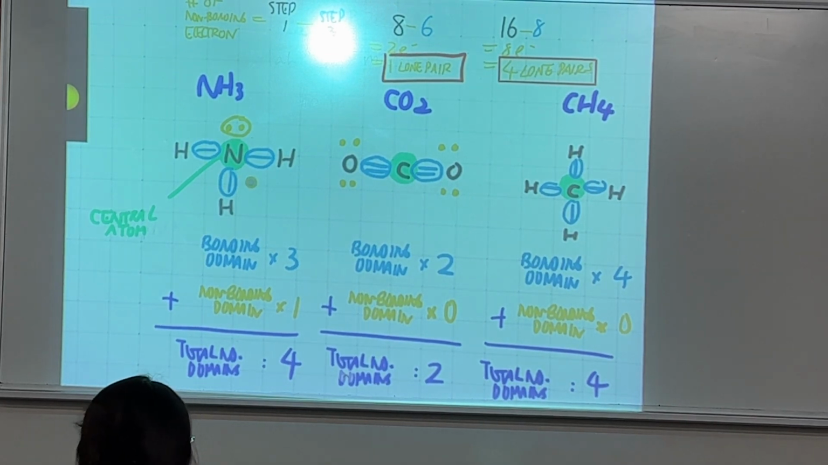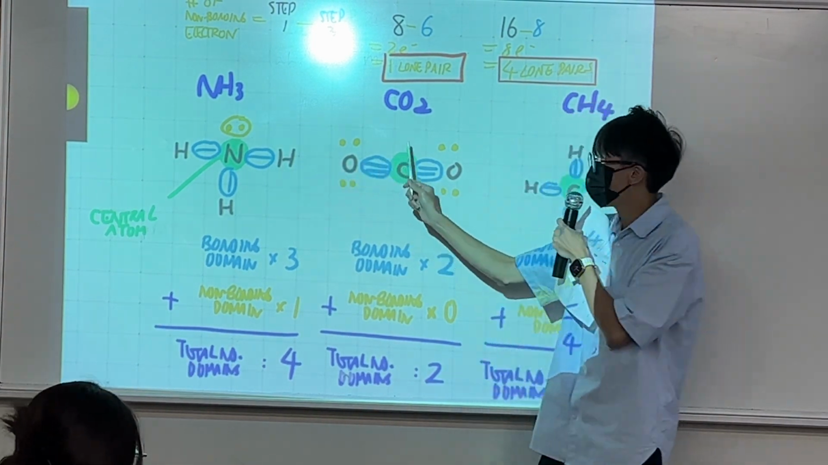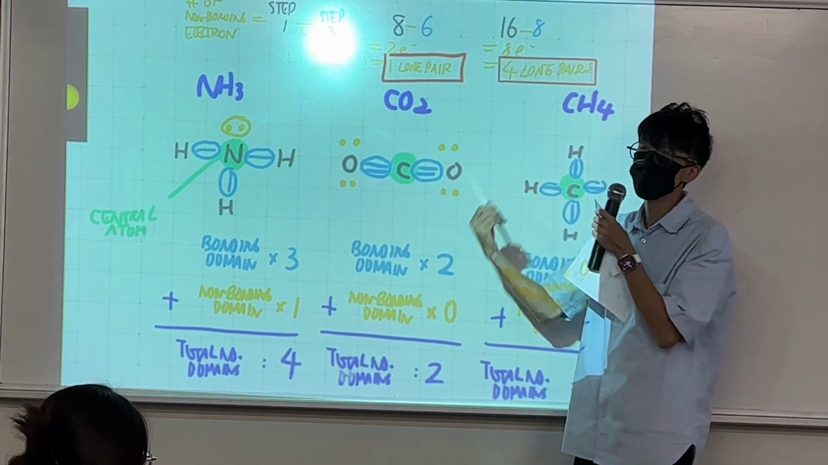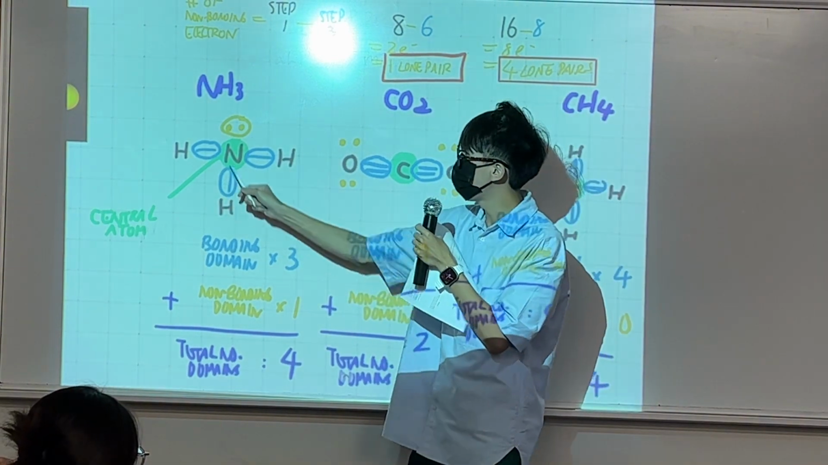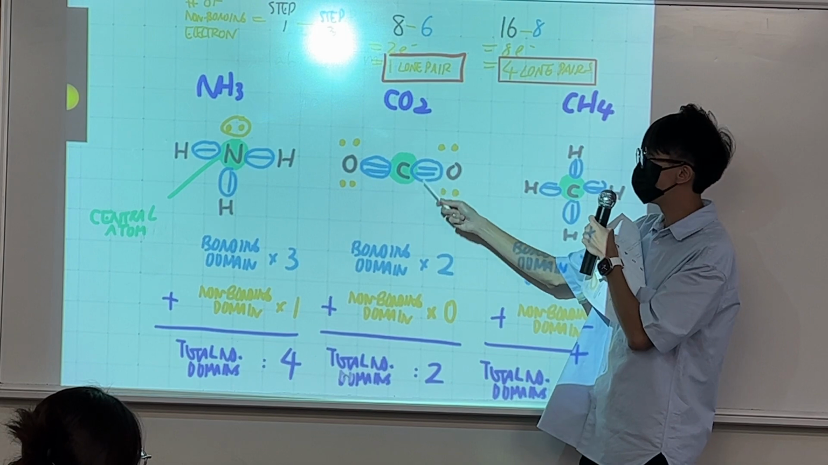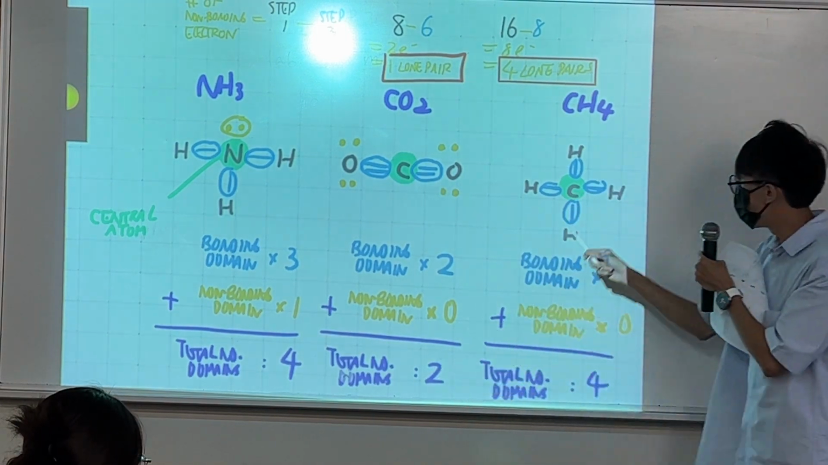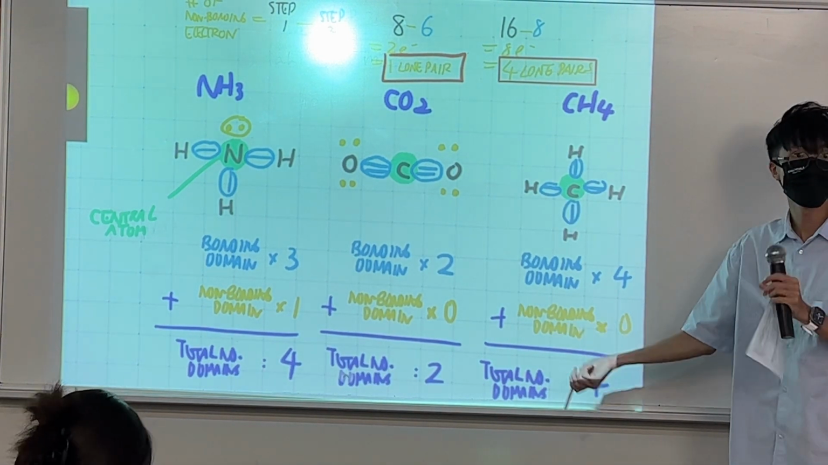like we just did. So what is a domain? A single bond is considered as a domain. A double bond is also considered as a domain. Basically, anytime you see a group of electrons, that's a domain. So you have 1 group, 2 group, 3 group, 4 group. So 4 domains. Why are there just 2 domains here? Because you have 1 group of electrons, 2 groups of electrons. So 2 domains. And here, 1 group, 2 group, 3 group, 4 group. 4 domains. Just counting.